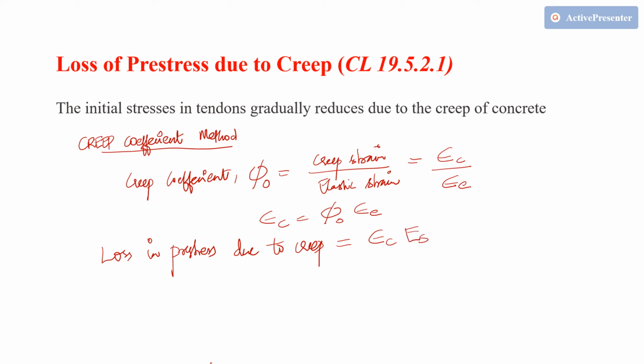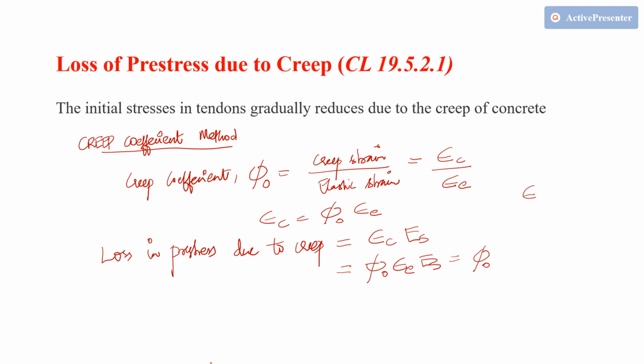That is the basics I told you. Except for friction, all the losses are equal to the strain into Young's modulus. That is, a stress loss in pre-stress is equal to strain into Young's modulus. So I can write the creep strain as phi naught into epsilon e into Es, isn't it? So this epsilon e is the elastic strain in concrete.